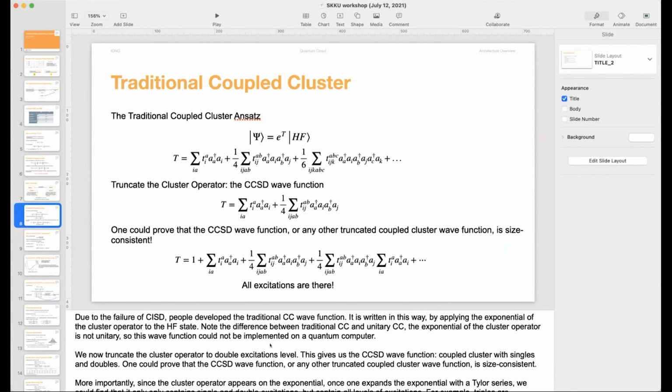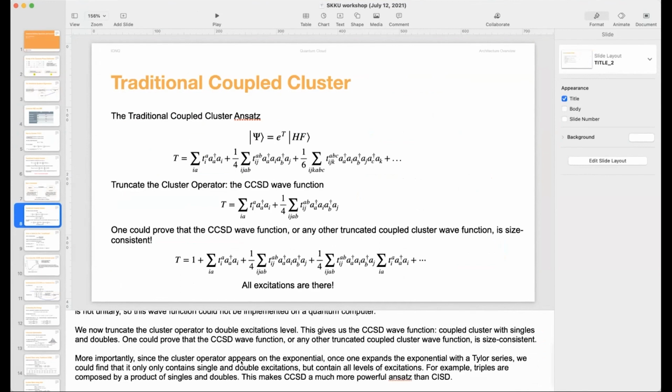We now truncate the cluster operator to double excitation level. This gives us the CCSD wave function, coupled cluster with singles and doubles. One could prove that the coupled cluster wave function, or any other truncated coupled cluster wave function, is size consistent.